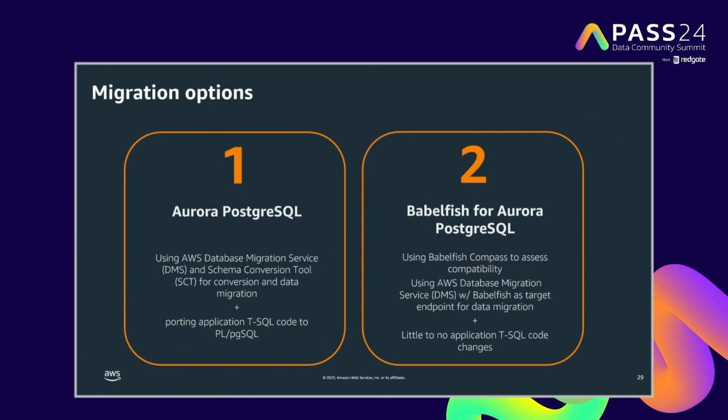If Babelfish is not compatible, then you have other options to migrate to AWS. That includes starting with RDS SQL Server, or SQL Server on EC2, or if you can spend some time and effort to migrate to Postgres, then you can use the Schema Conversion Tool and rewrite to Postgres. Yeah, so even more options are available.